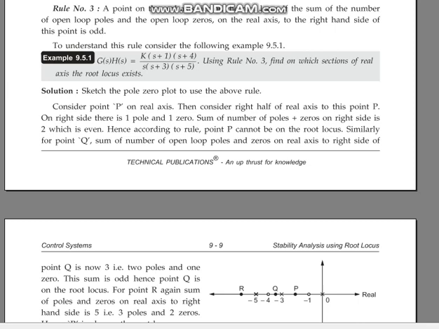So consider this example: G(s)H(s) is equal to K times (s plus 1)(s plus 4) divided by s(s plus 3)(s plus 5). Using rule number 3, find on which sections of the real axis the root locus exists.